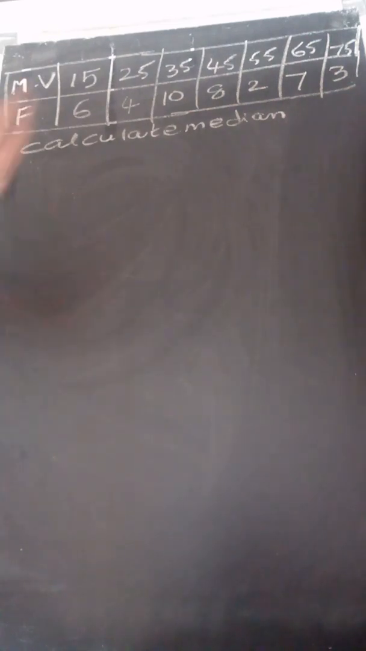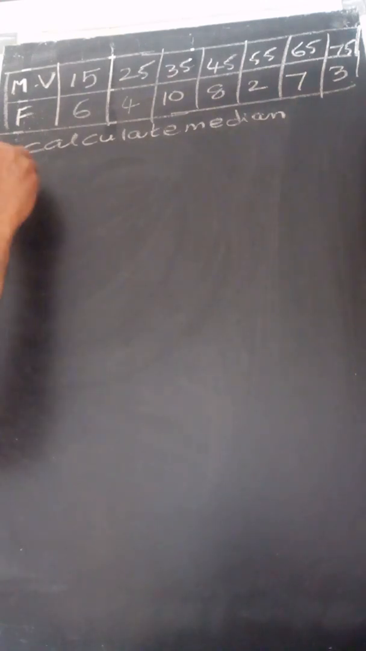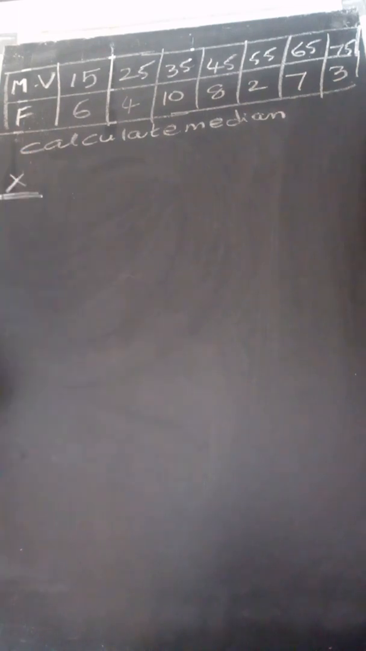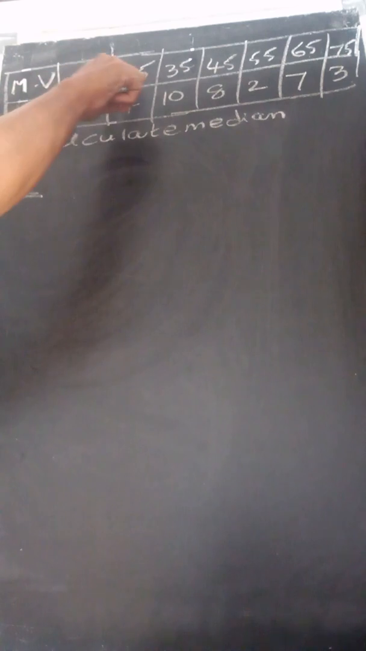Actually, in business statistics, yesterday's exam I saw one question. They had given mid values like 15, 25, 35, 45, 55, 65 and 75, and the frequency is also given, and we have to calculate the median. See my dear students, when mid values are given, we have to calculate variable x. How to convert mid values into variable x means just see the difference between any two mid values.